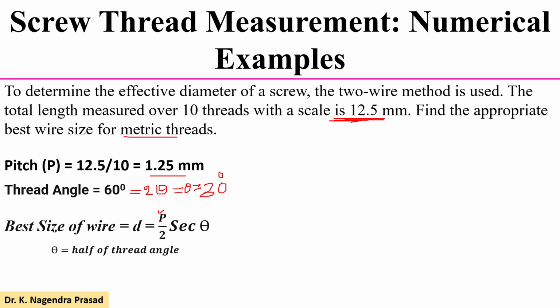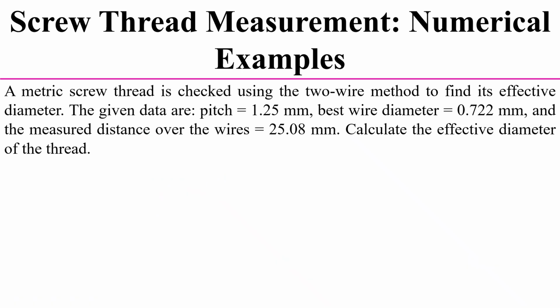Then substitute the P value and theta value. Then best size of wire, small d, equals 1.25 divided by 2 secant 30. If you solve this one, we will get the answer. Best size of wire diameter, small d, equals 0.7216 mm. Let's see another problem.